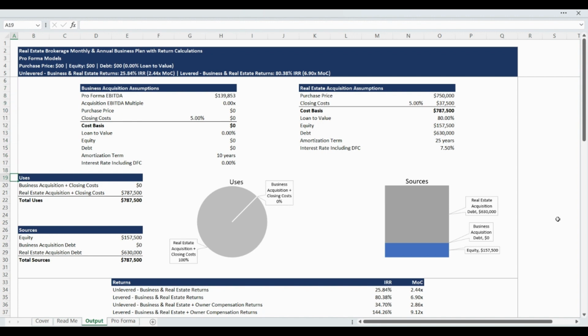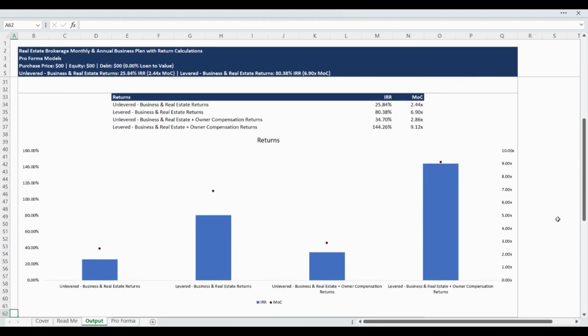The sources and uses are presented next to clearly communicate what is being acquired and how it is being financed. The sources and uses table is supplemented by a pie chart showing the breakdown of investment in the business and real estate as well as a bar chart of the capital structure on acquisition.